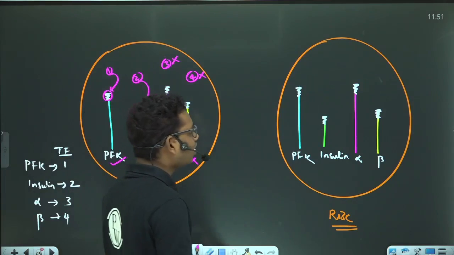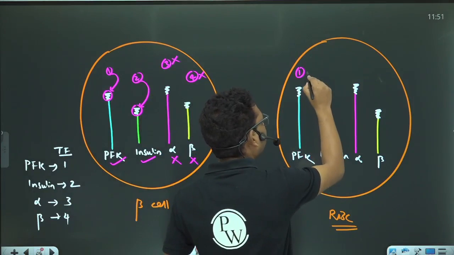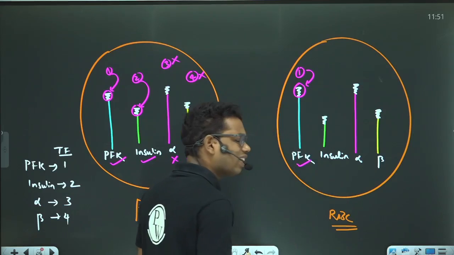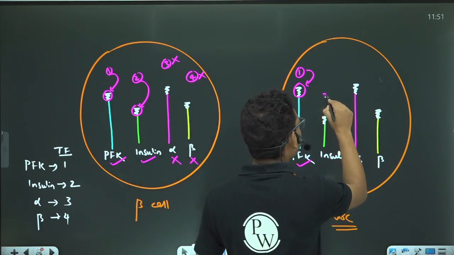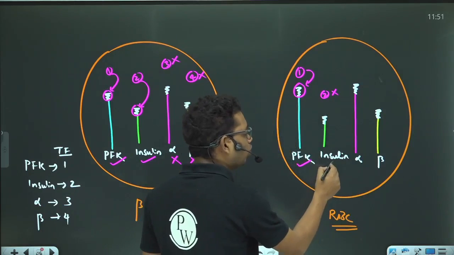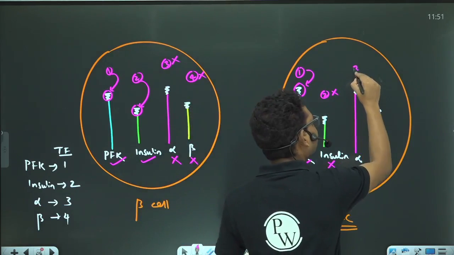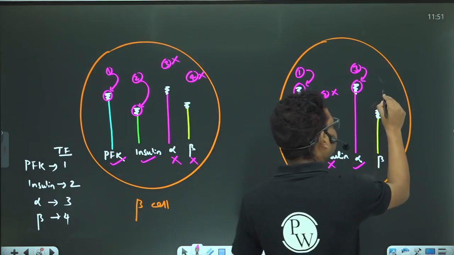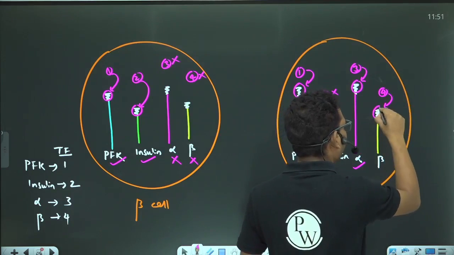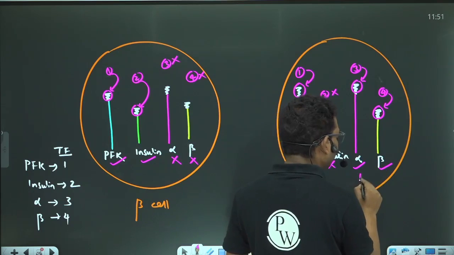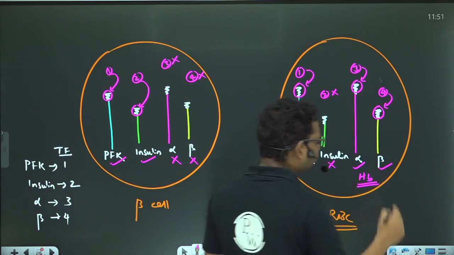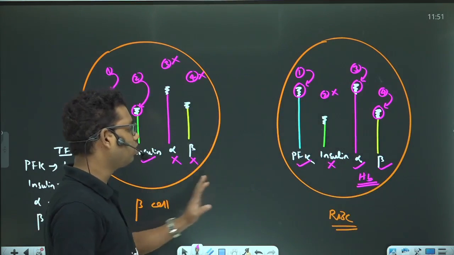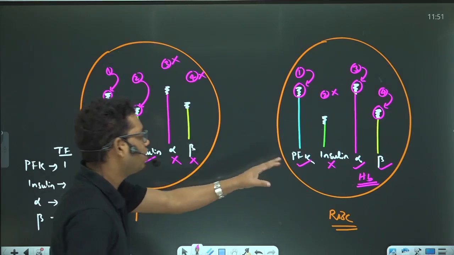Now in the RBC, transcription factor 1 will be produced, so it will bind to the promoter and produce phosphofructokinase. Transcription factor 2 is not formed, so insulin will not be formed. But transcription factor 3 will be formed, so the alpha chain will be formed, and transcription factor 4 is also formed, so the beta chain will be formed. Alpha chain and beta chain together form hemoglobin. So when you compare these two cells, RBC and beta cell, phosphofructokinase is formed in both cases.